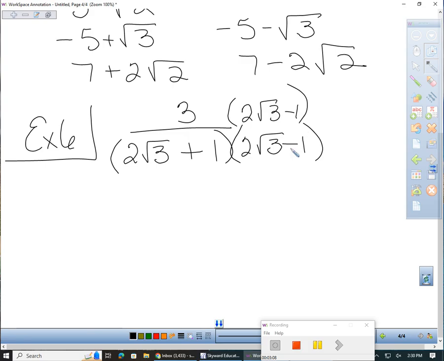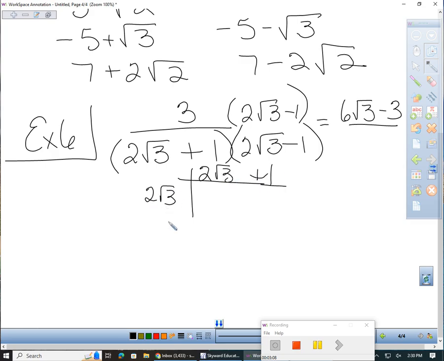So now on the top, I'm just distributing. 3 times 2 square root of 3 is 6 square root 3. 3 times negative 1? Negative 3 over. What do I do with the denominator? Put it in the what? Yeah, I have 2 square root 3 plus 1 times 2 square root 3 minus 1.